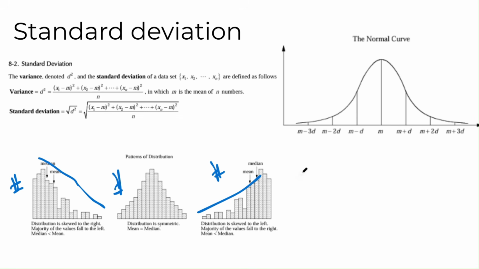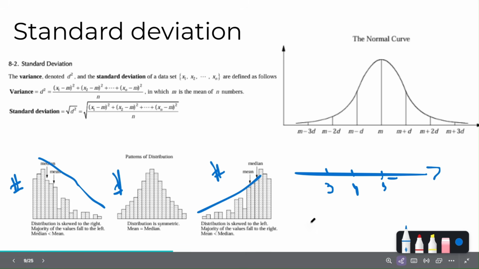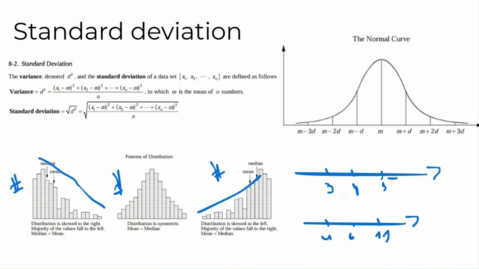Let's say we have two data sets. One data set is 3, 4, and 5. Then another data set is 4, 6, let's say 11. And the question asks, which standard deviation is bigger? Let's say this is A, so which graph's standard deviation is bigger? To find out, we can put it into this form.